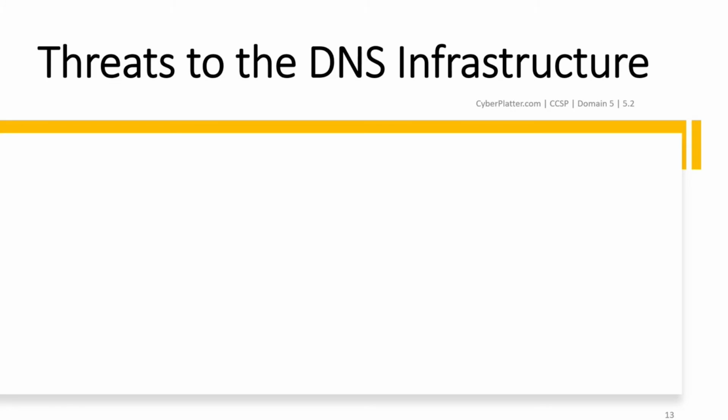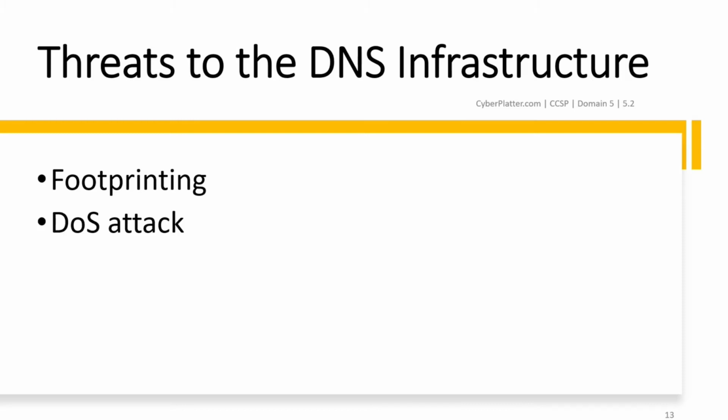Now let's see what are the threats to the DNS infrastructure. The first one is footprinting, the process by which an attacker obtains DNS zone data, including DNS domain names, computer names, and IP addresses for sensitive network resources. Denial of service attack is when an attacker attempts to deny the availability of network services by flooding one or more DNS servers in the network with queries.